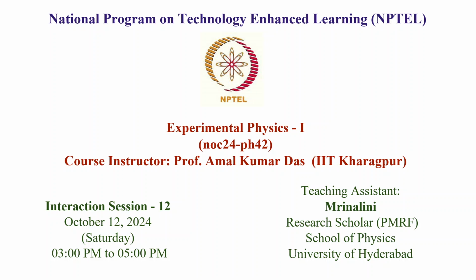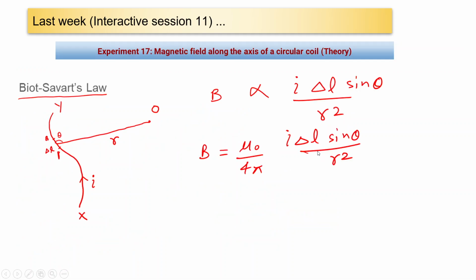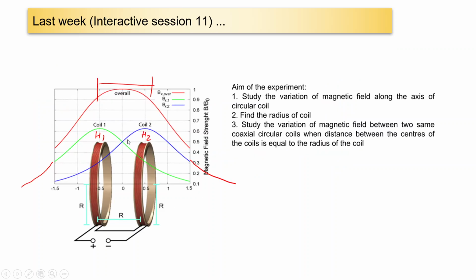Let's have a recap of what we discussed last week. In interactive session 11, we discussed the time constant in an RC circuit during charging and discharging. We discussed its theory and understood how the experiment works. After this, we understood the magnetic field along the axis of a circular coil and how we can use this concept to understand the Helmholtz coil, which is usually used in our experimental labs to generate a uniform field.